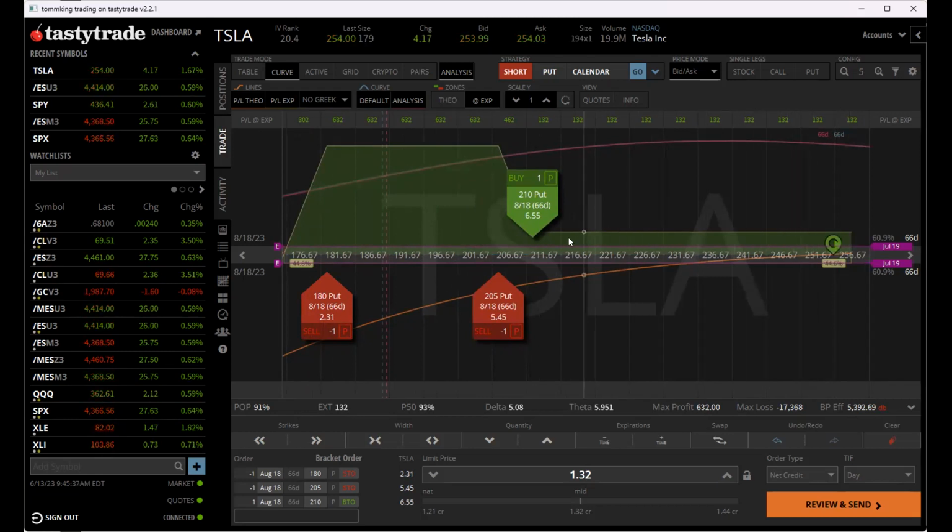But if Tesla drops down into here, okay, you could buy Tesla at 180, which you wouldn't mind doing potentially here. Also, if it drops, you have this trap in here. So you can look at these on different underlyings, play with them, play with your different strikes.